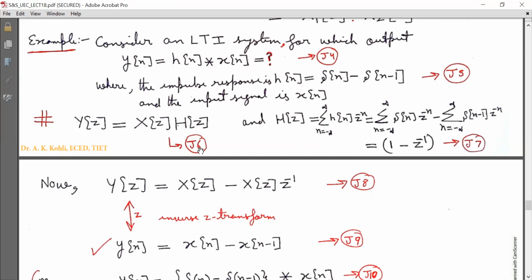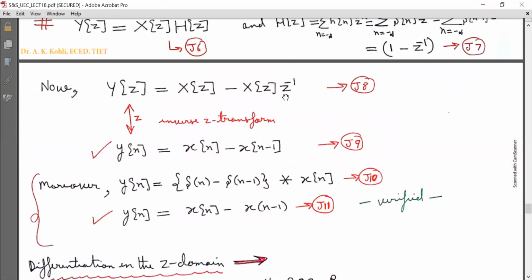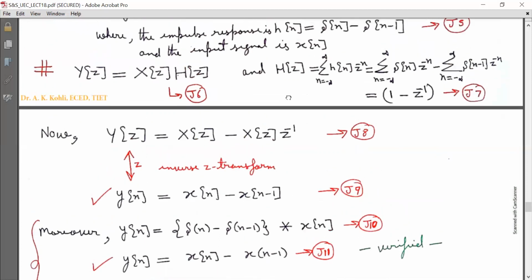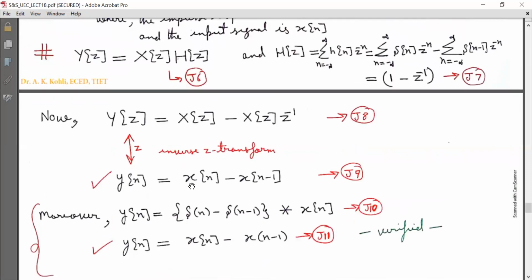Now I will substitute this in the expression for Y(z). I will get Y(z) is equal to X(z) minus X(z) z inverse. Now it is clearly indicating that its inverse z transform is y(n) equal to x(n) minus x(n minus 1). So I have obtained y(n) by using the z transform approach. That is, first I calculated Y(z), which is equal to X(z) into H(z), and then I took the inverse z transform to get y(n).